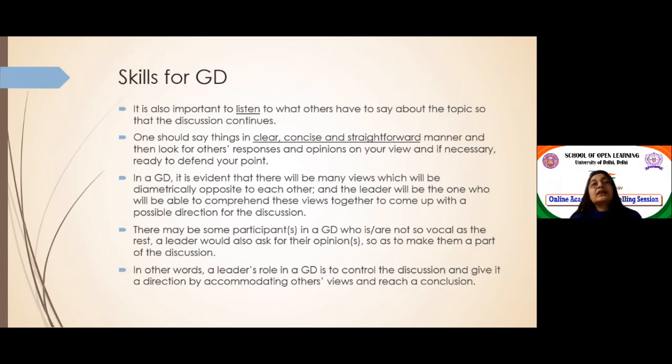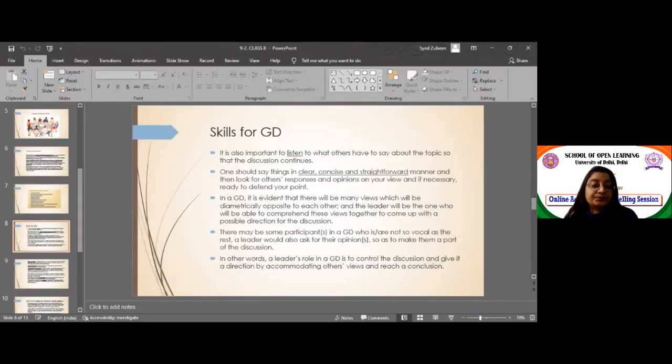So, a leader is also a moderator. He not only understands everyone's points of view and collects them, but he also moderates the discussion, trying to move forward the idea or the thought that he might think is worth discussing or talking about.